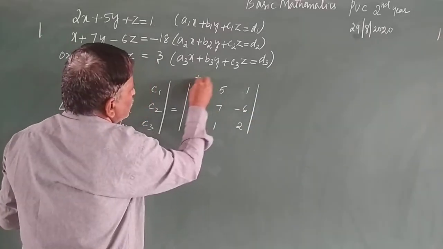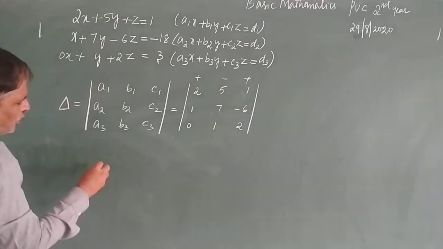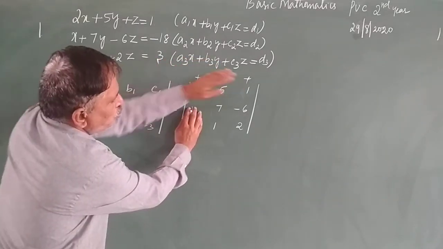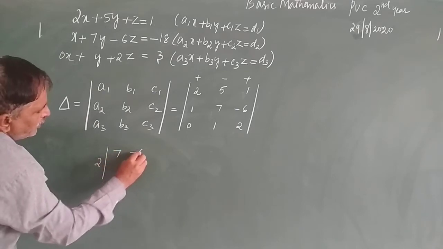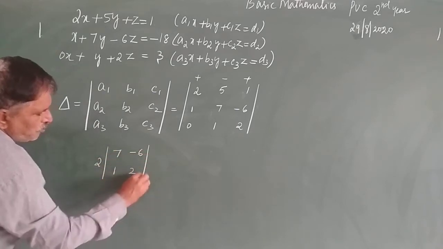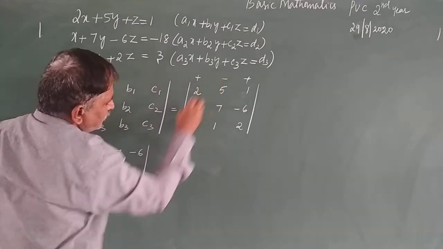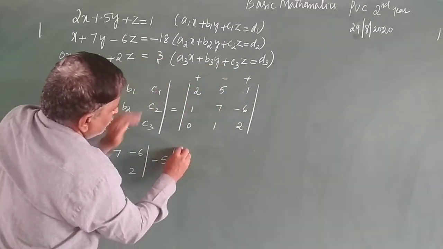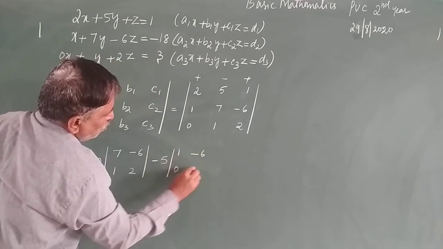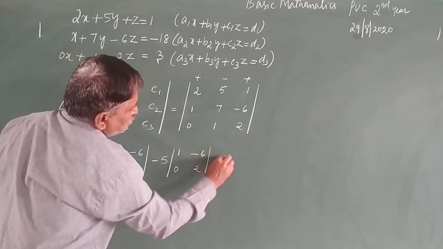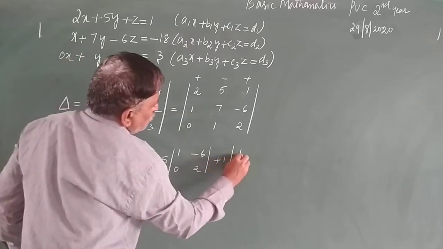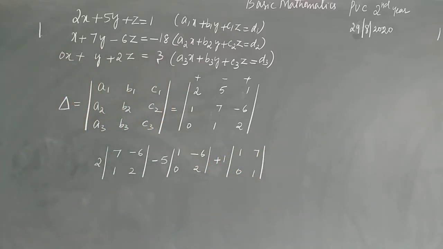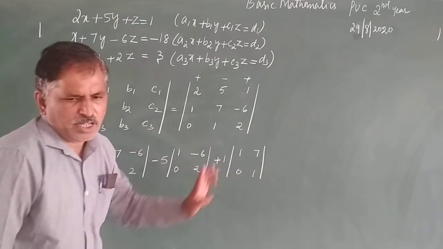So this is plus, minus, plus. I need to take 2. When I take 2, I need to eliminate the row and column related to 2. I will get 7, minus 6, 1 and 2. Plus into minus, minus 5. When I take 5, I will get 1, minus 6, 0, 2. Plus 1, when I take 1, I will get 1, 7, 0, 1. I hope from here you can do it. These are all second order determinants.